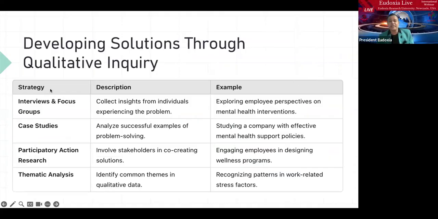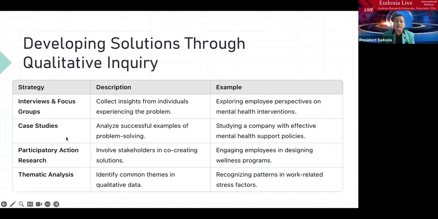So you see that strategy, description, and example I am sharing with you. Interview and focus group, case study, participatory action research, maybe thematic analysis. So you can go with the description I am showing here. For interview and focus group, collect the insight from the individuals experiencing the real problem in their life. That is the interview method we are using.